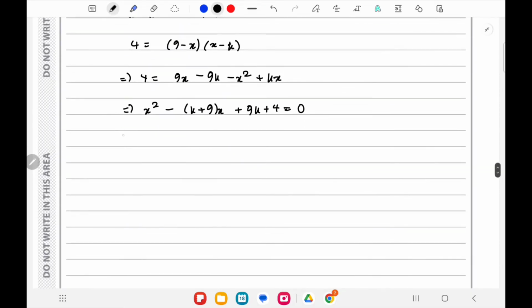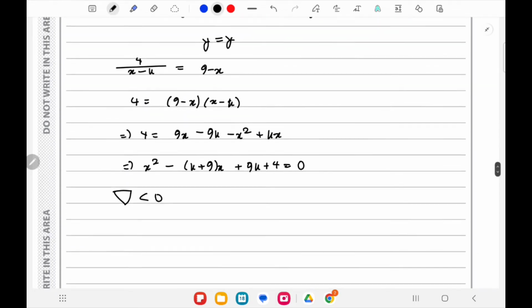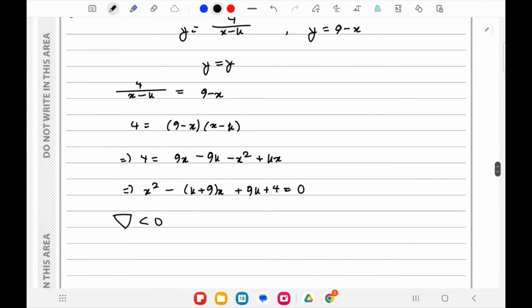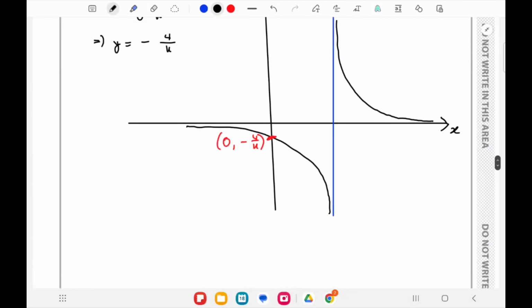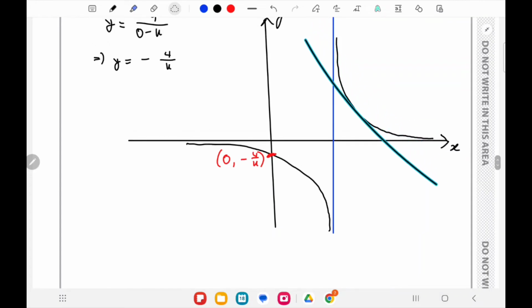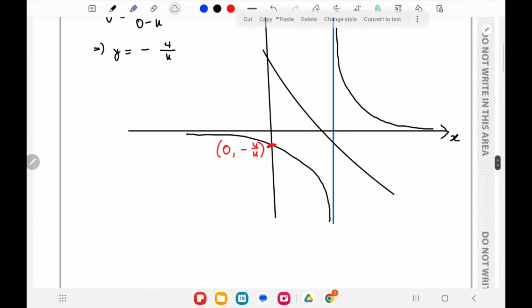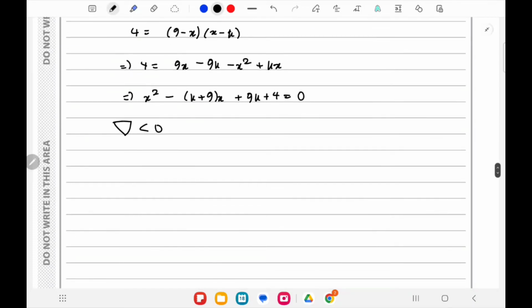Now we need the discriminant of this to be less than 0. If the discriminant is 0, it will touch. If the discriminant is greater than 0, it will cross. The difference is this. If it touched the graph, it would look something like this. If it crossed the graph, it would look something like this. So this is the difference. But we want a situation where something like this happens. So we need the discriminant to be less than 0.